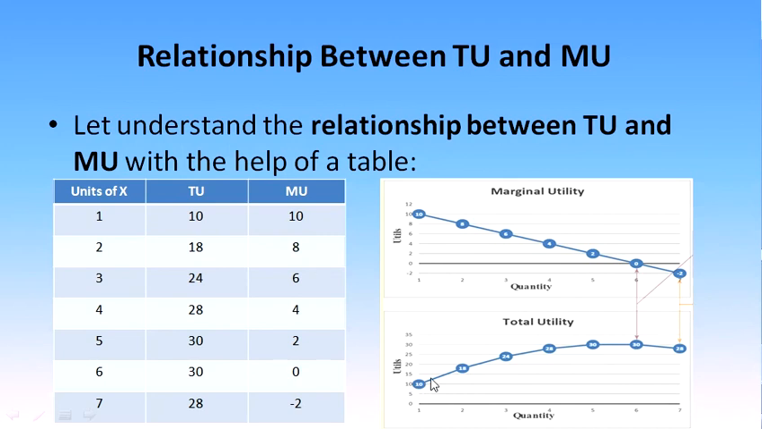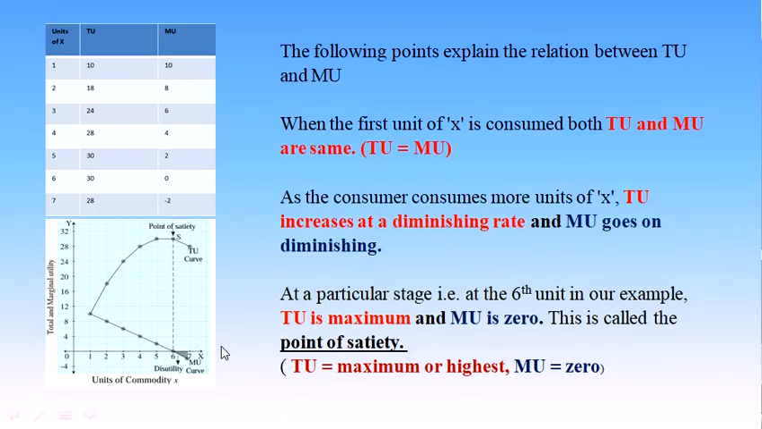So total utility curve is upward sloping and marginal utility curve is downward sloping. Okay, now in the next slide we have this diagram, both total utility and marginal utility on one same graph. So this is our total utility which is upward sloping, and this is the marginal utility which is downward sloping. Now let us understand this diagram closely. What are the things that we need to learn over here in the concept?